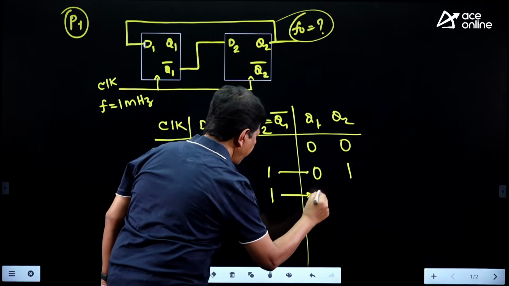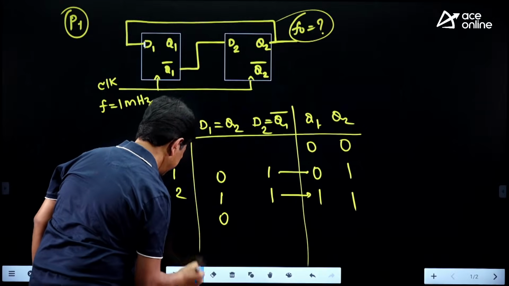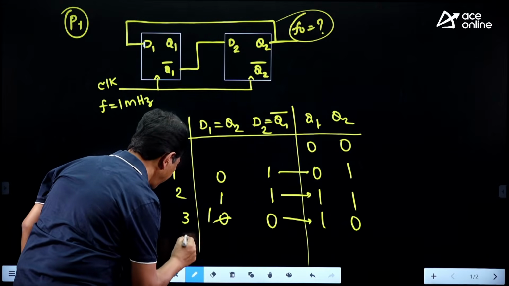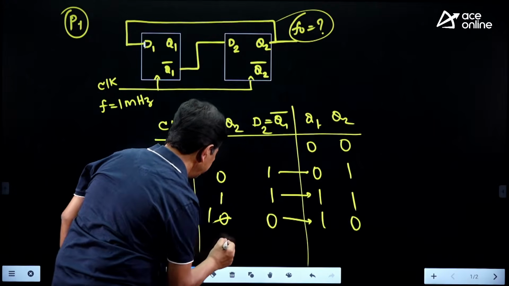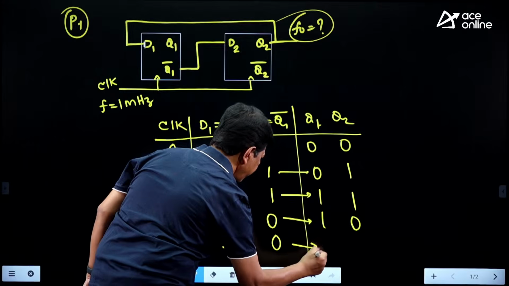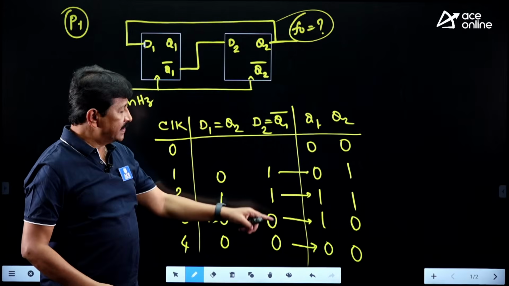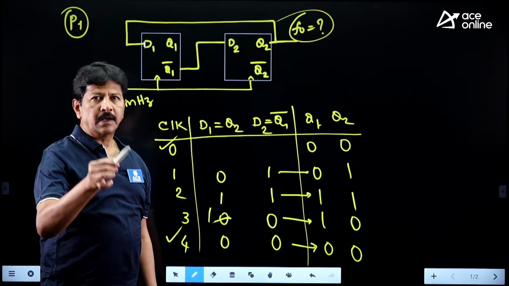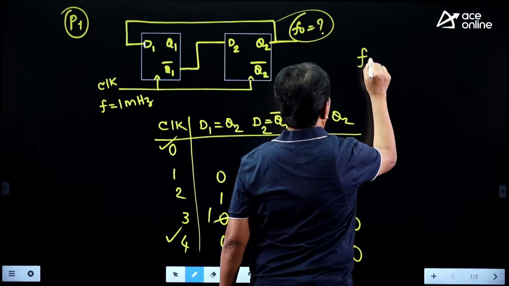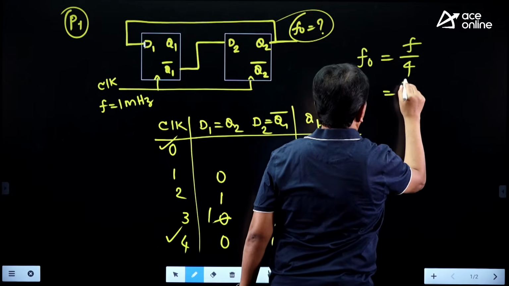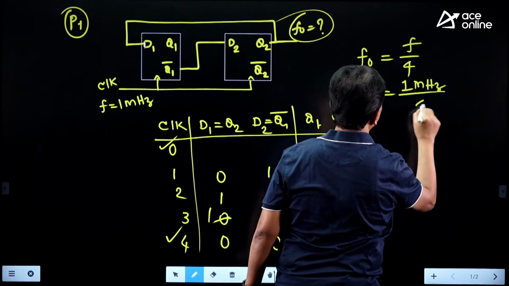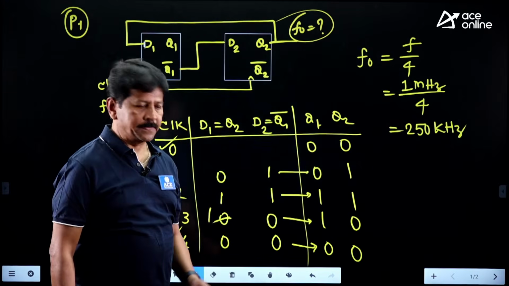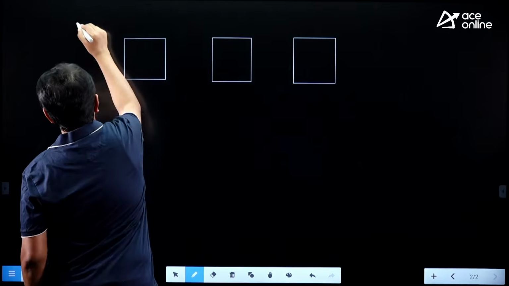Apply the second pulse. Same thing here. D1 is Q2, that is 0, and D2 is Q1 bar, that is 0. That's it. That means the sequence at the output is repeating after every 4 clock pulses. That's the reason output frequency is clock frequency divided by 4. Clock frequency is given as 1 megahertz divided by 4. This comes to 250 kilohertz. That is the answer to this question. Problem number 2.